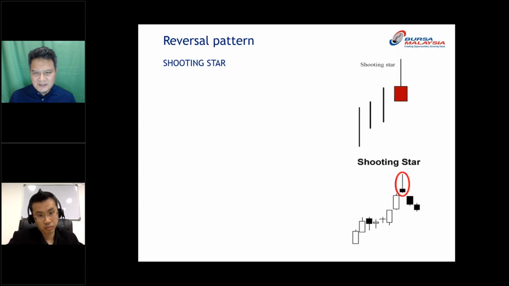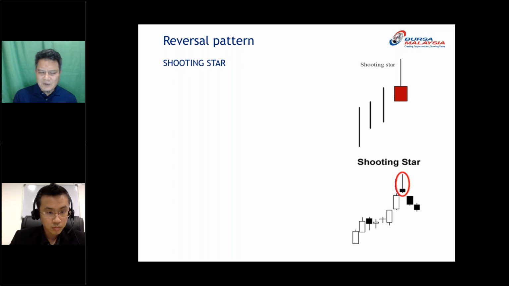Next one is the shooting star. The shooting star and the inverted hammer have the same pattern. The only difference is the location. Because it's a different name, it's a different location. In Japanese candlestick analysis, it's not how the pattern looks that matters. The most important thing is where it is, whether this candle is at the top or at the bottom.